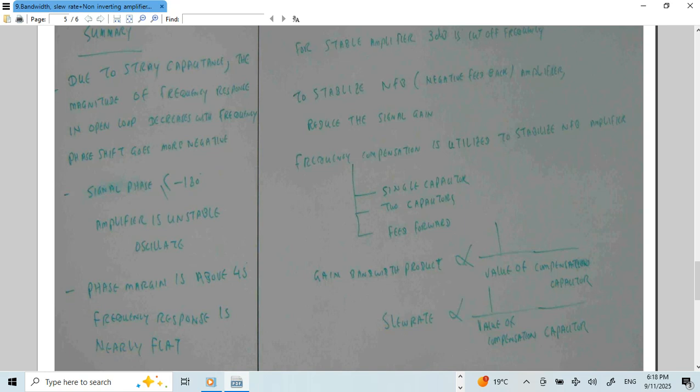The magnitude of the frequency response of the operational amplifier in the open loop decreases with the frequency, and the phase shift gets more negative due to the stray capacitance in the device. The operational amplifier has stray capacitance, and both decrease the magnitude and the phase shift. So this is the phase margin. If the phase is less than minus 180 degrees, the amplifier becomes unstable.